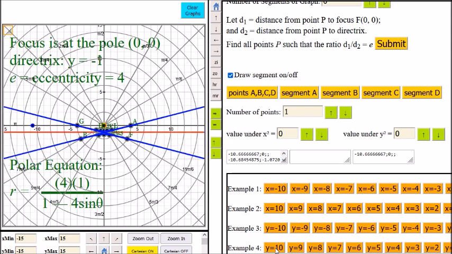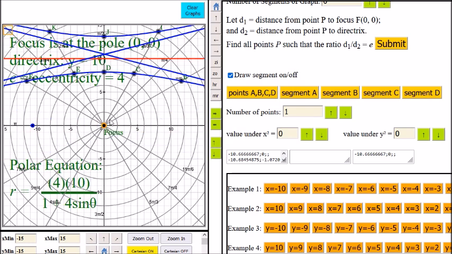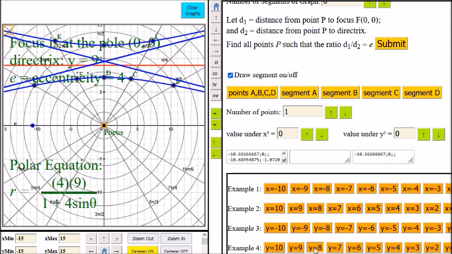And now let's look at the case where the directrix is above the pole. So the distance from the pole to the directrix is 10. So d will be 10. So this is ed divided by 1 plus e times sine of theta. So this is y equals 10. So here's 9.